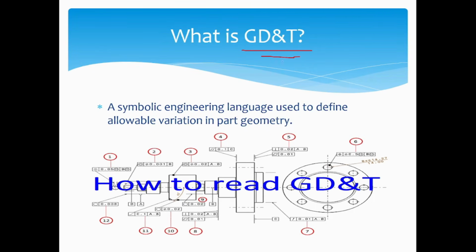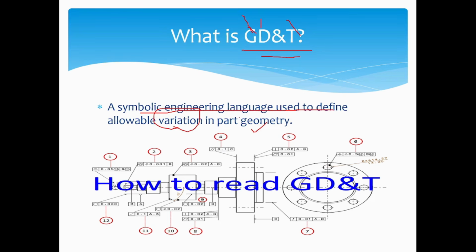A symbolic engineering language used to define the allowable variation in a part geometry. I'm not going to tell you a small detail like GD&T is geometric dimensioning and tolerancing, the full form is this and that. We are directly coming to the industrial application of the term.